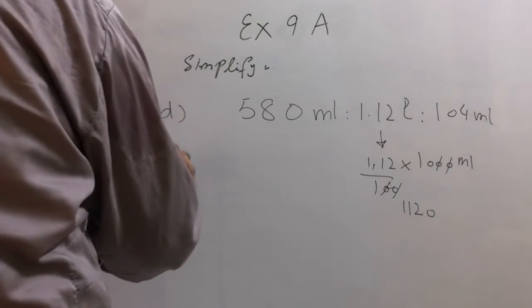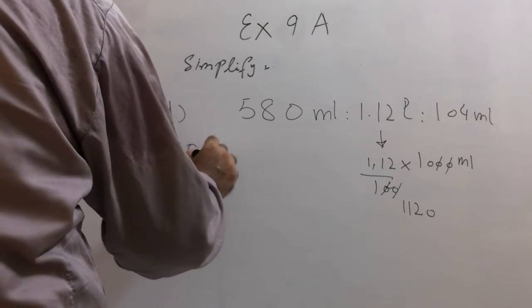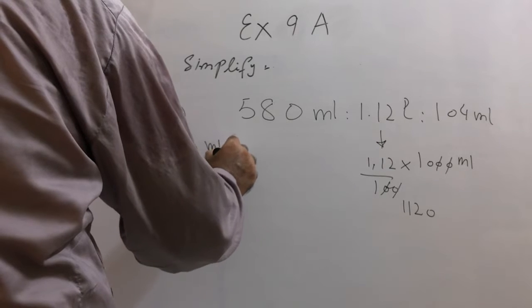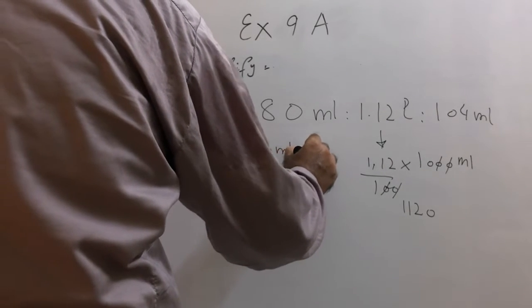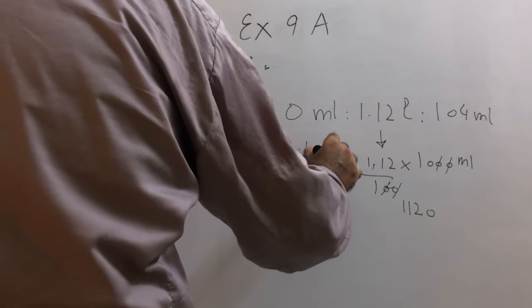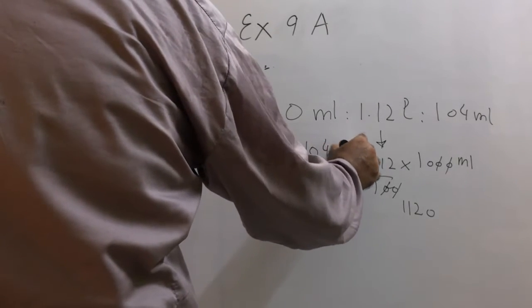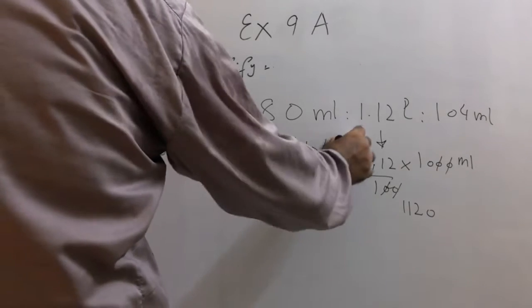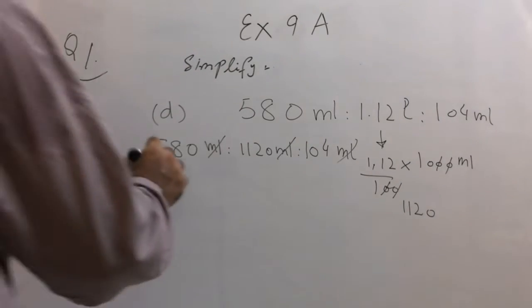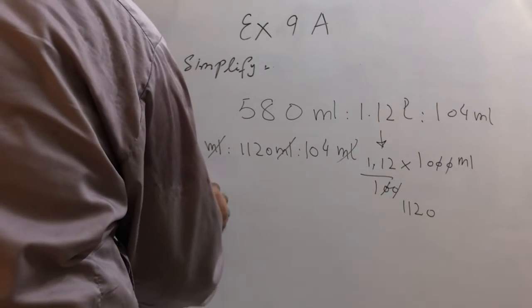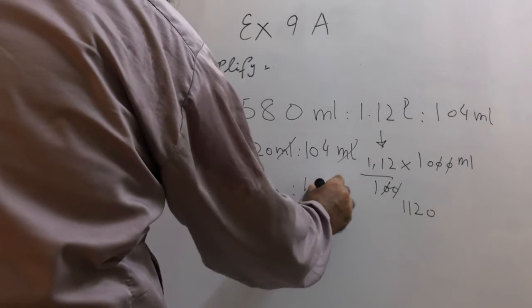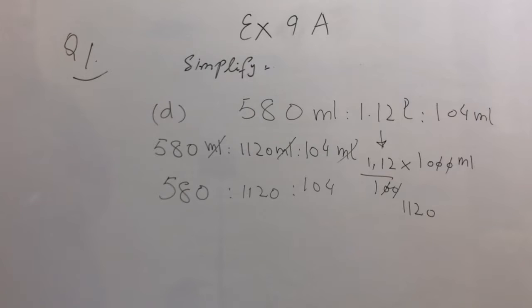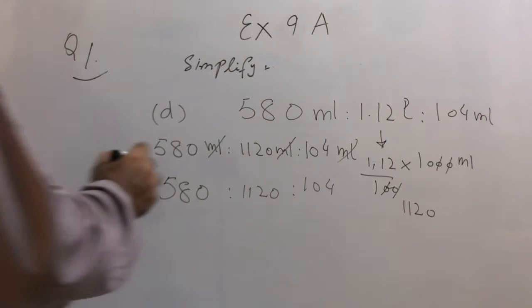Now we have 580 ml. We have 1120 ml. And we have 104 ml. ml will be finished. Okay, so we'll be left with 580, 1120, 104. We'll be dividing all three numbers with the same table.